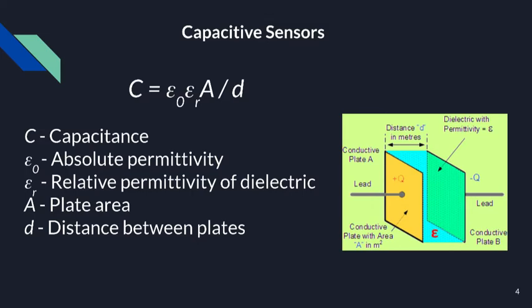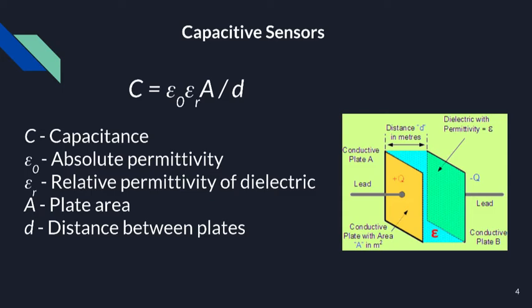Capacitive sensors consist of two parallel metal plates in which the dielectric between the plates is either air or some other medium. The capacitance C is given by this equation. Absolute permittivity is defined as the measure of permittivity in a vacuum, and it is how much resistance is encountered when forming an electric field in a vacuum.